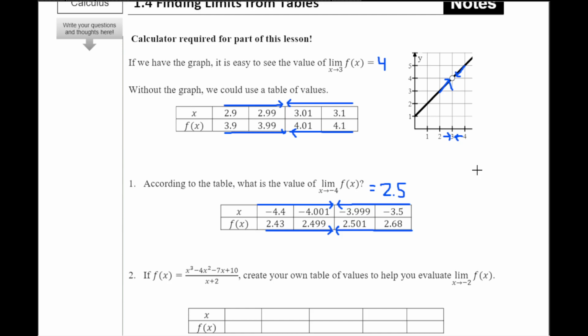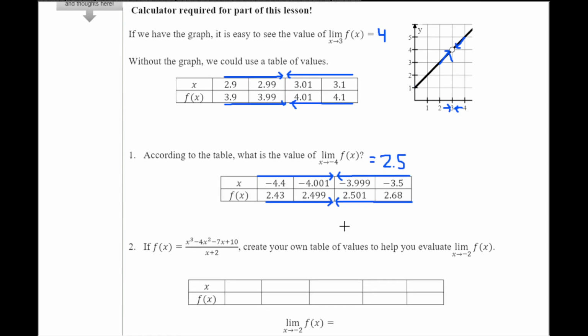Remember, this is asking us the limit as x approaches negative 4. They're not asking us for f of negative 4 because we would not know what that is because they don't tell us. But we can see from the table as the x values are getting closer and closer to negative 4, f of x is approaching 2.5.